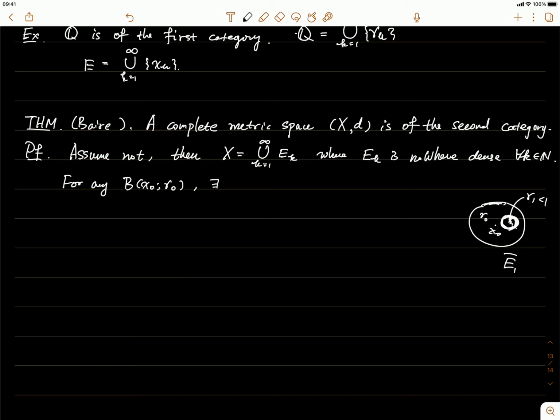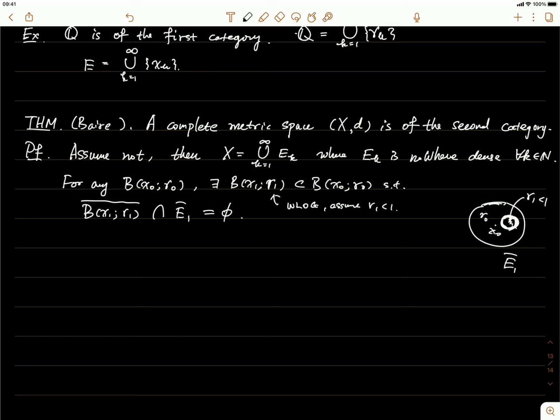So I know that there exists a ball centered at x1 with the radius r1 that is inside here, such that the closure of this ball and the closure of E_1 have no overlap. Here, without loss of generality, we assume that r1 is less than 1. Okay, so now I have the first ball. And in this first ball, B(x1, r1), I know that there will be another ball. This is because, as I said, E_1 is nowhere dense.